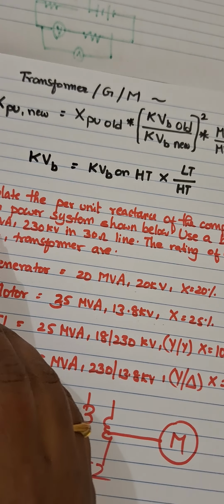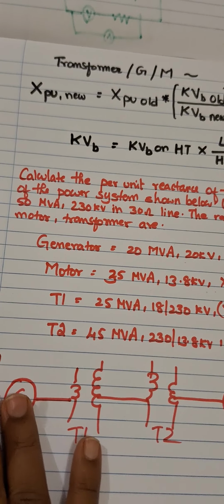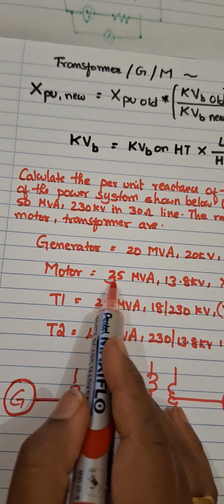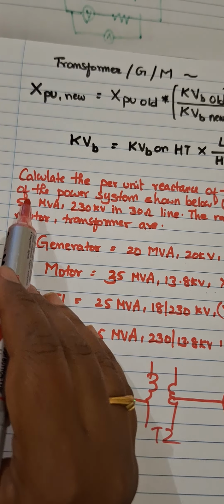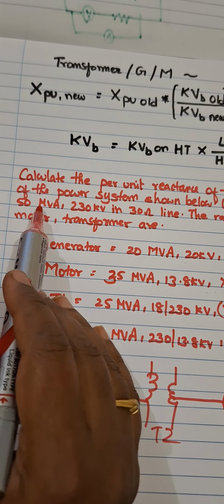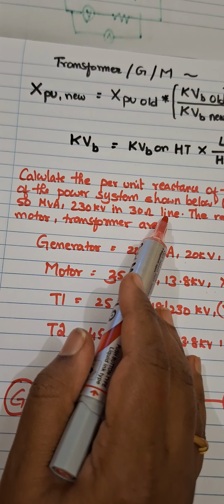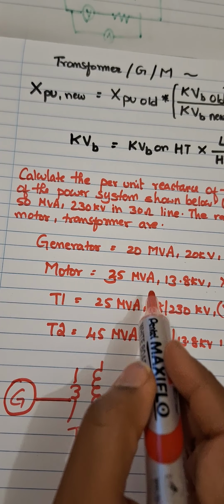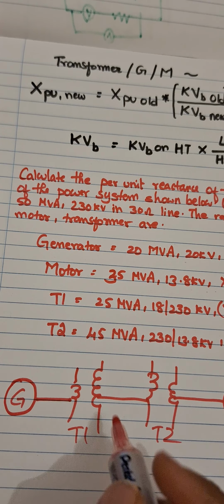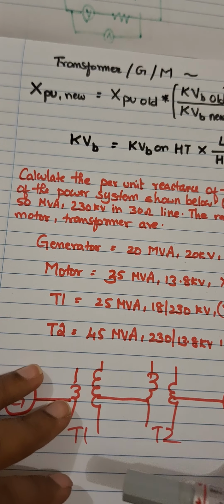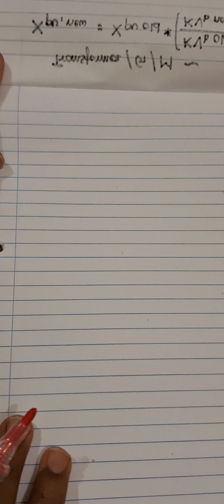Use a base, meaning when the system is running, individual values were given and they said the overall system base values are 50 MVA and 230 kV. So the ratings of the generator, motor and transformer are given individually and now we are supposed to find the new per unit reactance. To solve this problem, we are going to start this way.